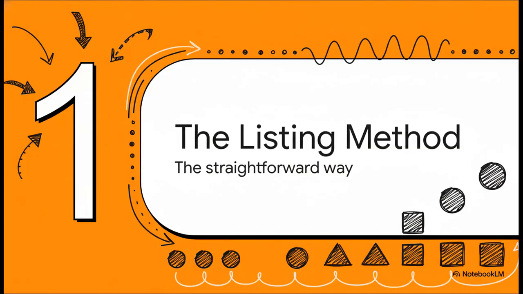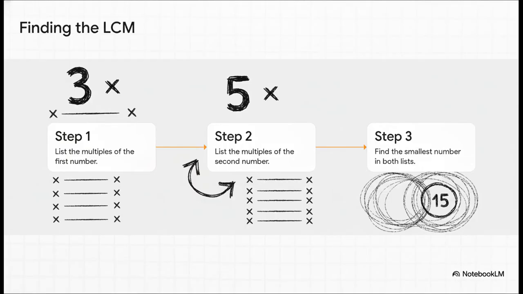Okay, so how do we actually find this thing? Well, there are a couple of really good ways, and we're going to start with the one that probably makes the most sense right away. I call it the straightforward way, just listing out the multiples. The process here is super simple. It's really just 3 steps.